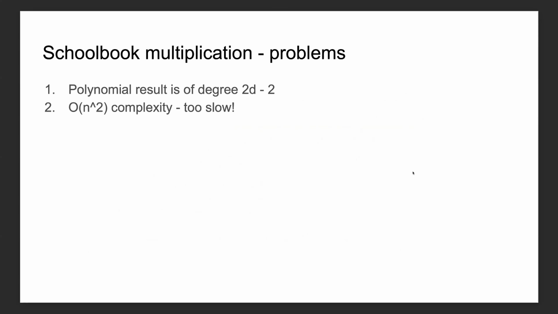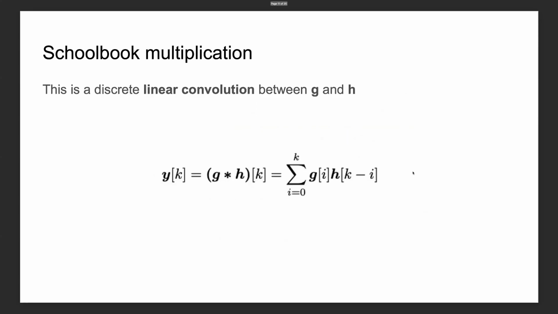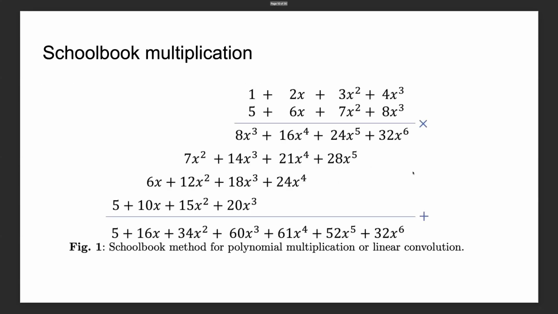Just to go through this slide, which I roughly skipped over, formally this is known as a discrete linear convolution. What this notation means is that at the kth index, you're taking the g_i-th index and the h_(k minus i)-th index, summed over i from 0 to k. That's how you get the results of y. But this essentially just means this.